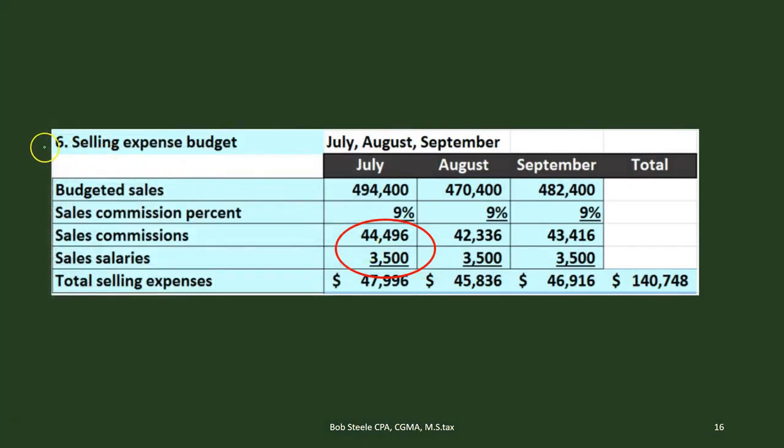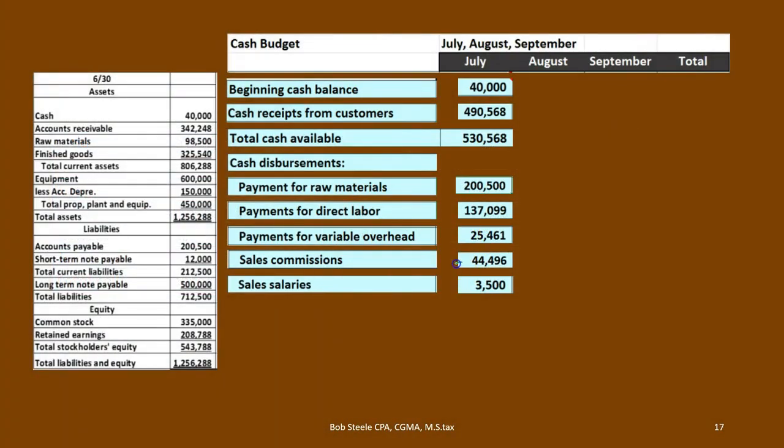Then we're going to have the sales commission and the sales salaries, which we're going to bounce back to the selling and expense budget. So here's the sales commission, the sales salary. We could have combined them into just selling expenses here, but we're going to break them out in our cash budget. So we broke those out separately. Here those are there. Then we're going to have the general and administrative expenses.